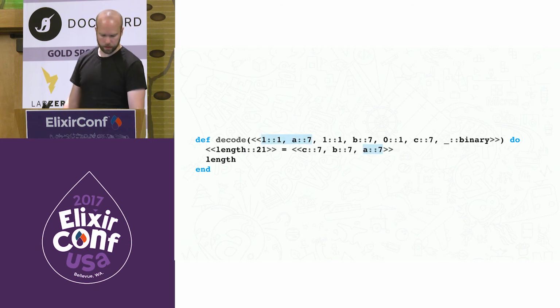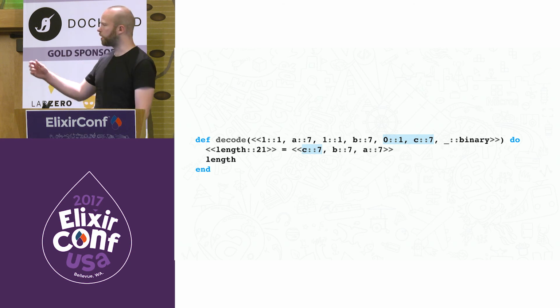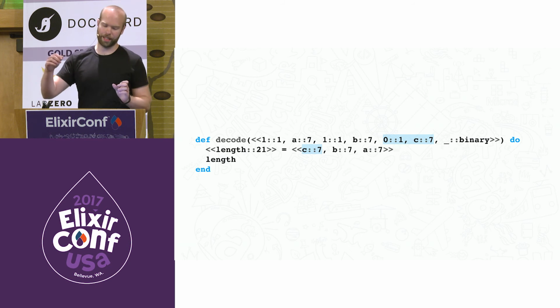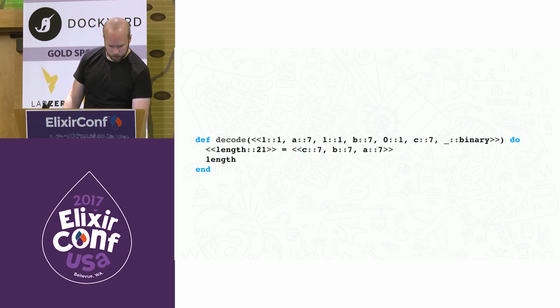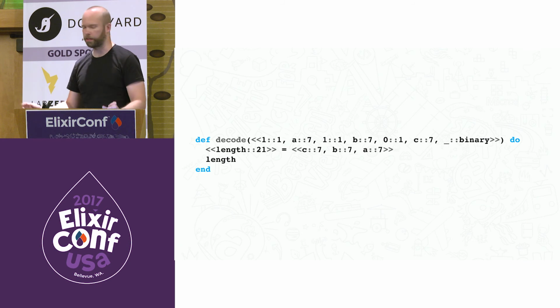So we have the first byte that has a continuation bit, and we pull out the A, and then the second that has a continuation bit, and then the third that says stop, and then we reorder it like this, and then we pattern match it into a 21-bit number, and then we get our length. And notice that we need to have the same amount of bits on the left-hand side and the right-hand side.